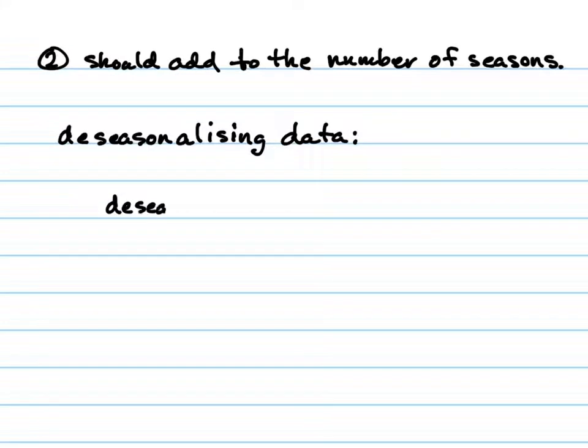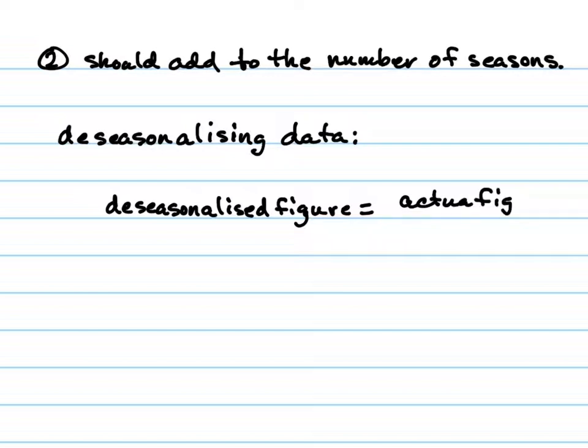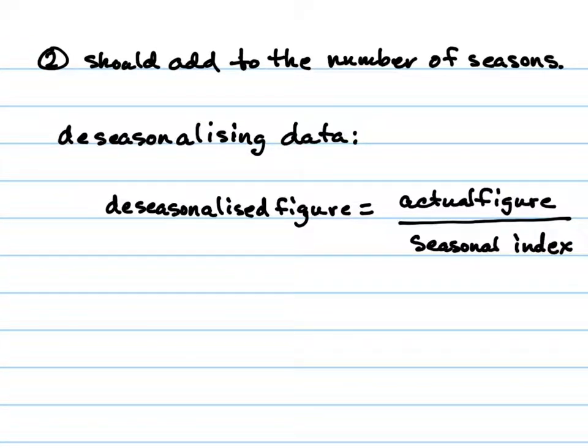The deseasonalized figure is found by taking the actual figure, so the number that you get from just reading the chart, and dividing it by the seasonal index. Now, in the beginning, they're going to just give you a seasonal index and an actual figure, and you're just going to do the math. In a moment, though, we're going to learn how to find that seasonal index from raw data. We'll do examples of both.